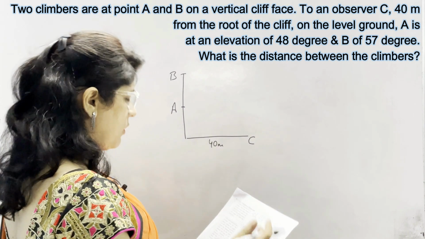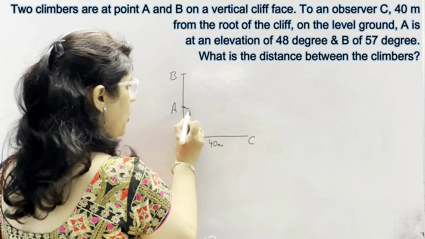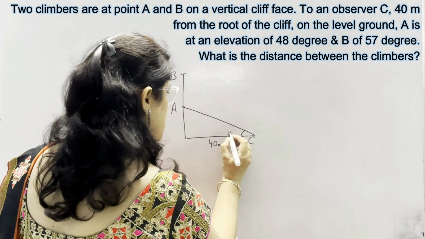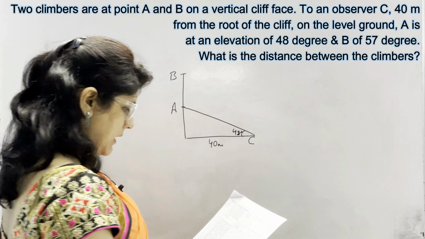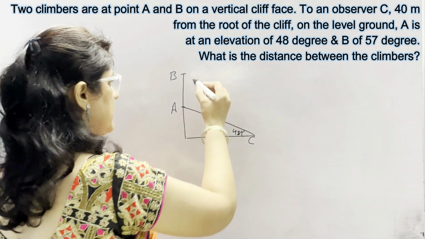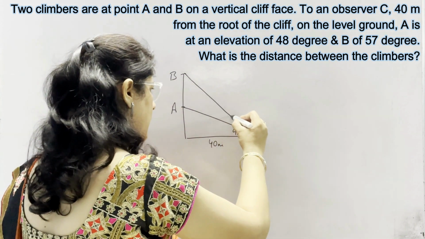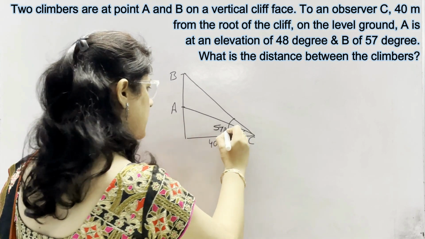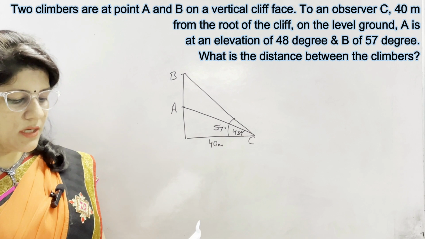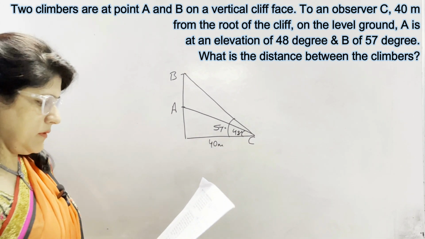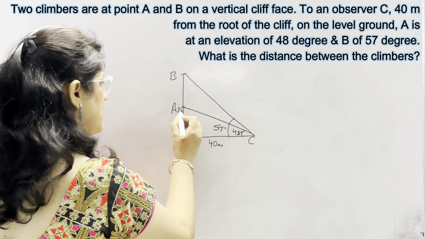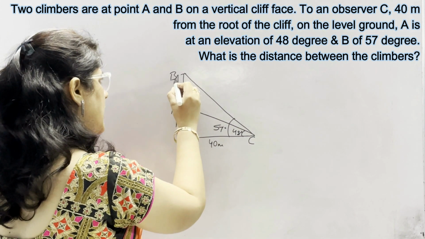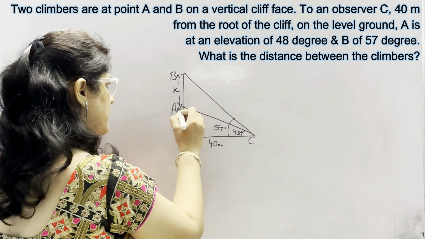A is at an elevation of 48 degree. Angle of elevation to this observer of A is 48 degree and of B is 57 degree. Angle of elevation of B is 57 degree. What is the distance between the climbers? Suppose this height is h and the distance between the climbers is x.